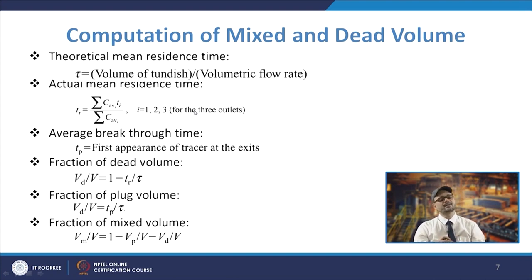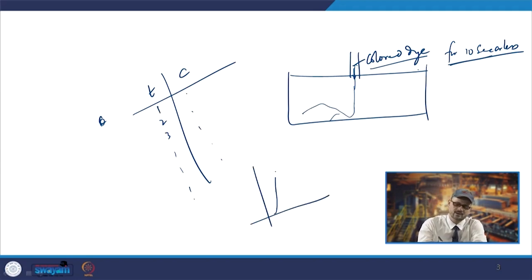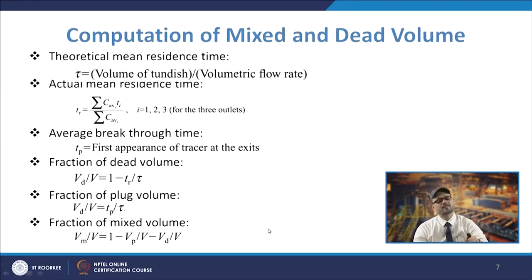Then we calculate different parameters from this concentration and time graph. A typical concentration curve will look like this. So it will go like that. You will have dimensionless concentration and time, and there is a delay initially, because at t equal to 0 when the tracer has entered, it will take some time to appear through the outlet. That time is indicative of the plug volume. That is your breakthrough time, and that is TP, the first appearance of tracer at the exit.